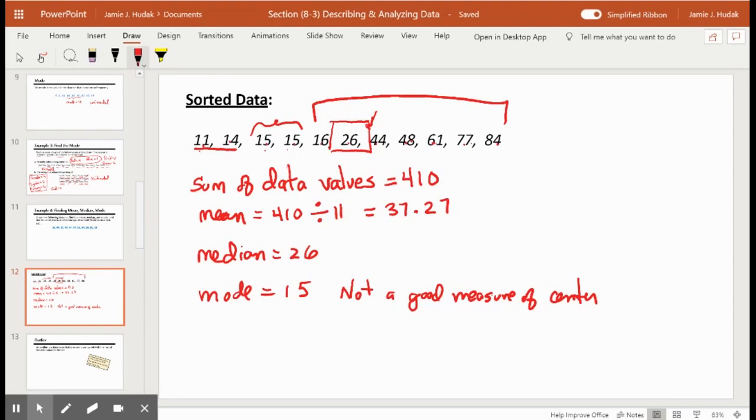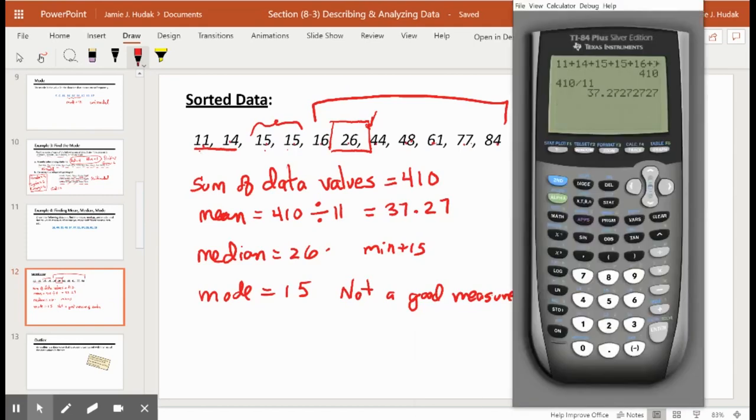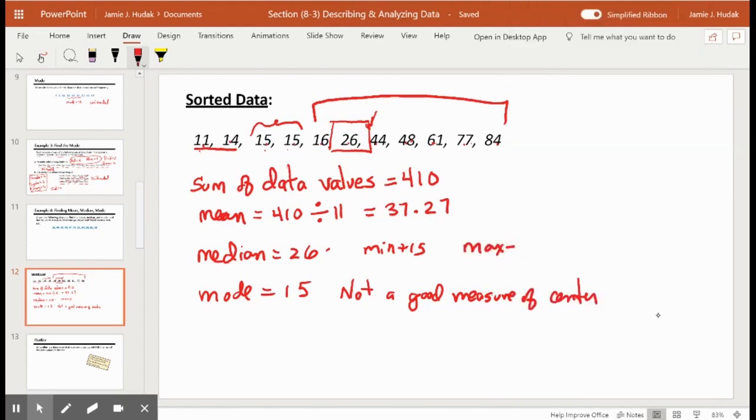So now the other things to look at is what's the difference in the range. So 26 is 15 away from the minimum. So it is the minimum plus 15. 26 is 84 minus 26 is 58 from the maximum. So it's the max minus 58. So that doesn't look like it's a good balance.